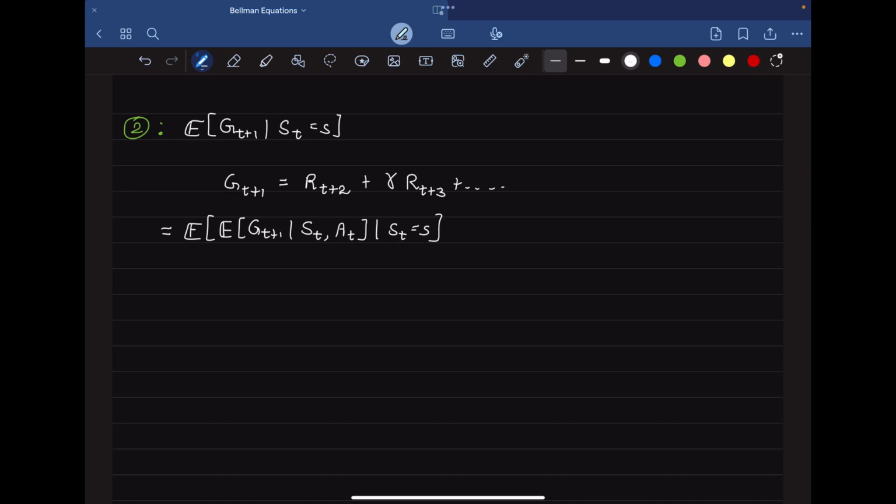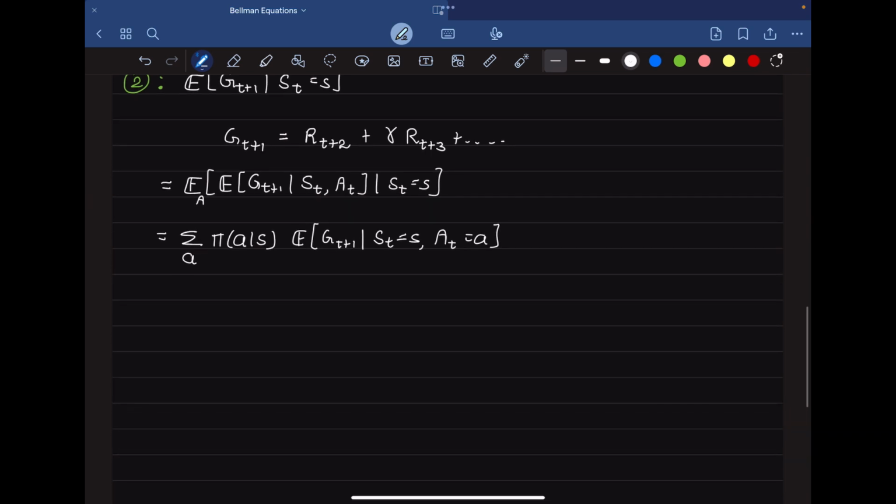And so again this is an expectation over all the actions, right? So if you open this up, this will be summation over all the actions, probability of taking this action given that you are in the state small s, expected value of Gt+1, given that St is equal to s and the action taken was At is equal to a, right? And now again, I cannot simply expand this now.